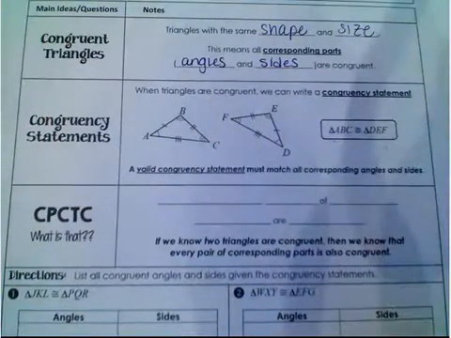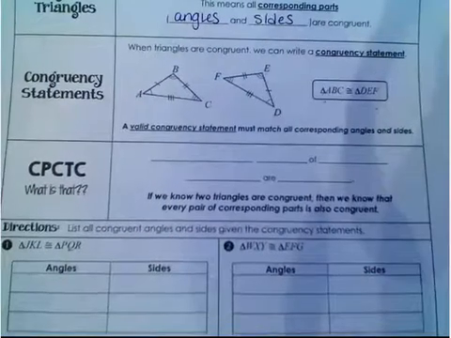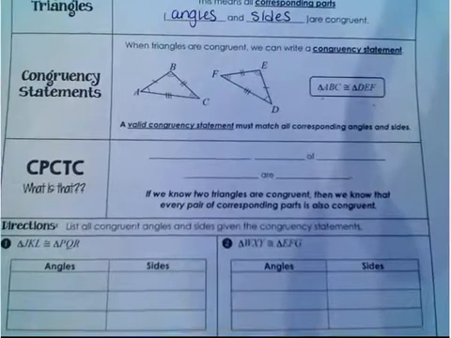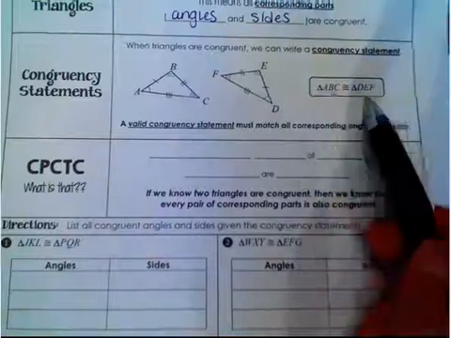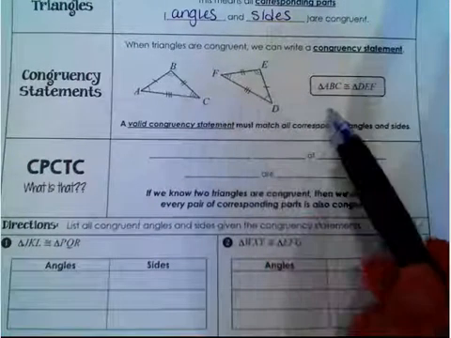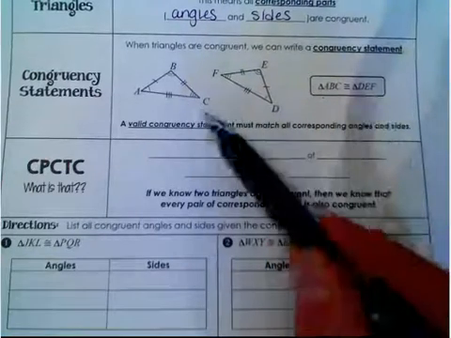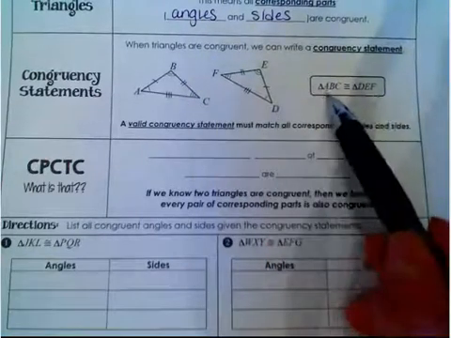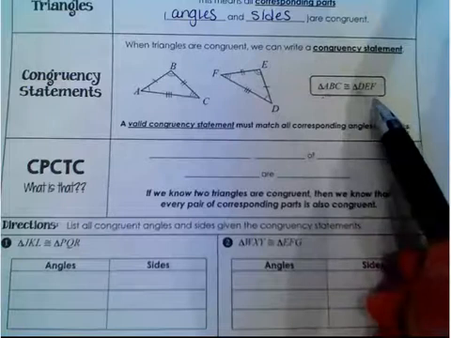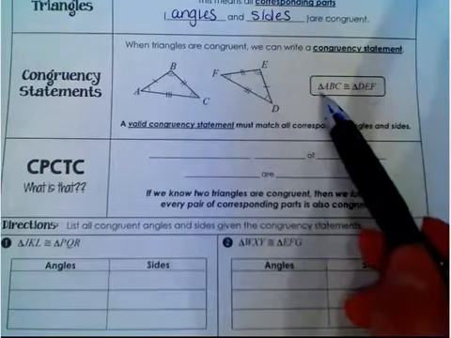So we always want to make sure that we are writing valid congruency statements. So again, they match all corresponding angles and sides. So in a congruency statement, I would be able to draw these two pictures for triangle ABC and triangle DEF, even if I didn't start out with the pictures, because I know that the order tells me which angles should be corresponding and therefore congruent, and which sides.